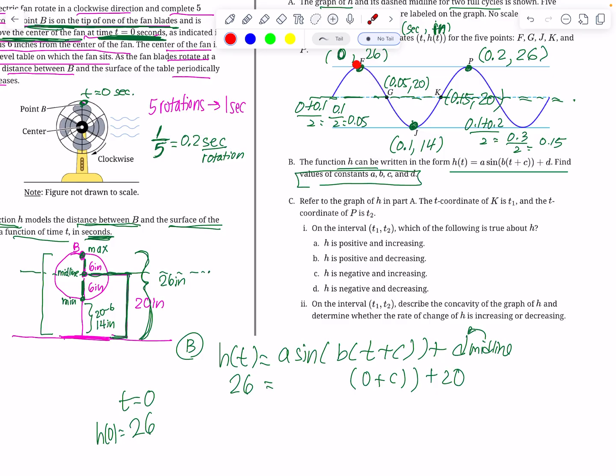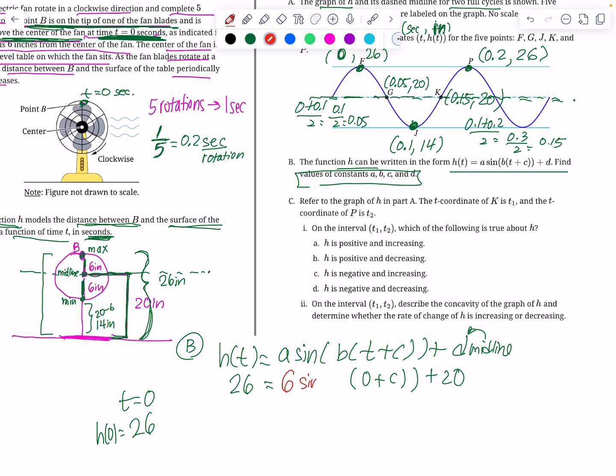0.05 for the X, but we're not putting the X, we're focusing on the Y. So what was it between 26 and 20? It was 6. So from here to here, it was 6 up, or from here to here, it was 6 down. So I'm going to put the amplitude was 6.